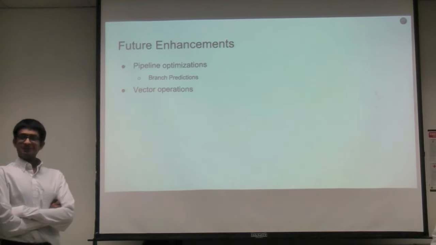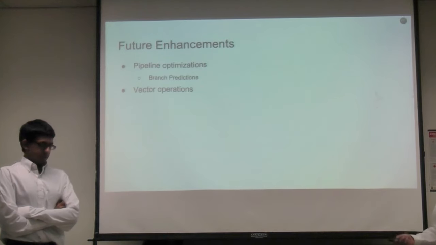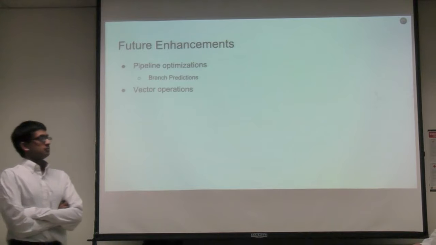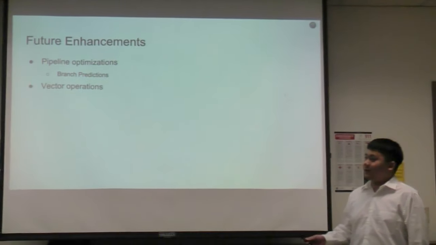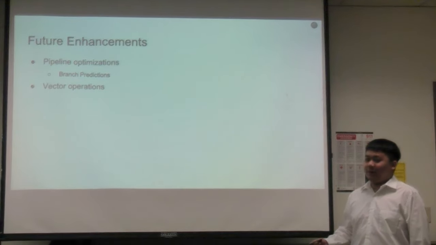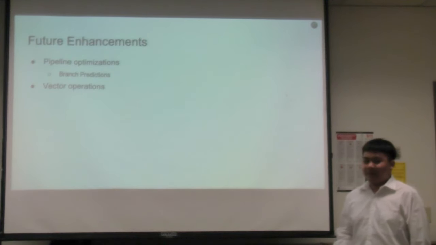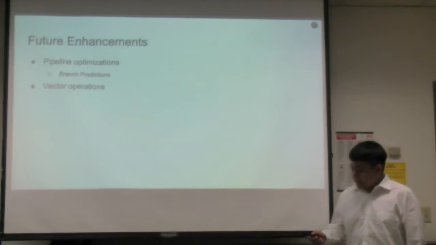So we're talking about future improvements. What we want to do is optimize our pipelining. We could, as Hemel was talking about, add the flushing case instead of stalls. What we could also do is add branch prediction instead of just doing stalls or flushes. And we would also probably want to add vector operations, like a SIMD unit, to our design, and that's it.